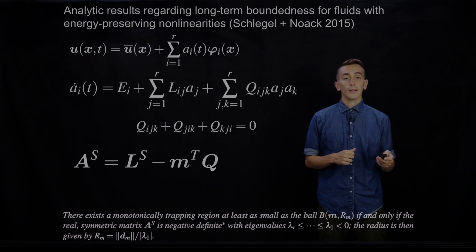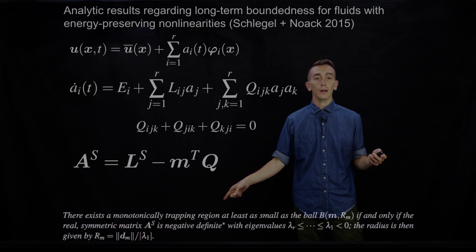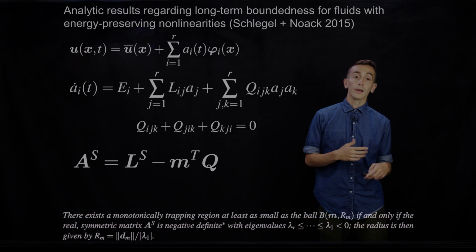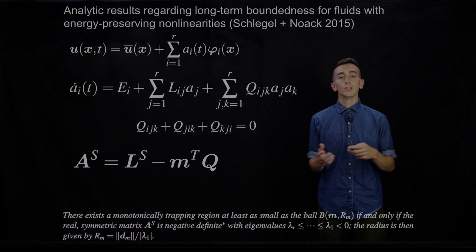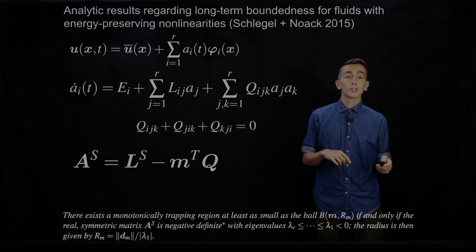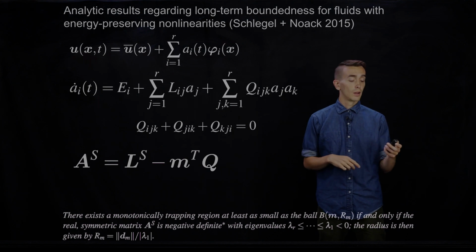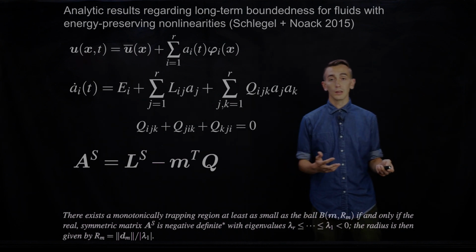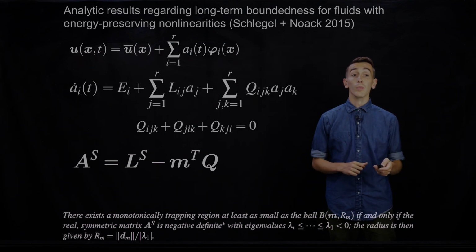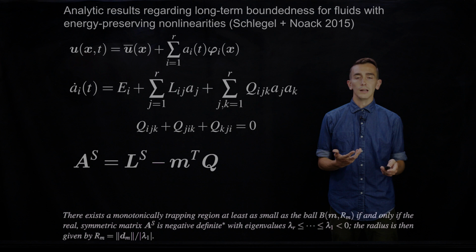So that's great. The takeaway from this is that the name of the game is we are going to have to search for an m such that this is true, right? So we can imagine solving an optimization problem where we're looking for this vector m such that this matrix A^S is negative definite, and if that's the case, we have the existence of a monotonically trapping region. And that's really great because that means we have global stability, we have long-term boundedness of the model. So how do we actually build this into a data-driven modeling scheme?